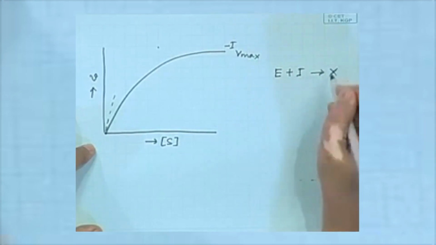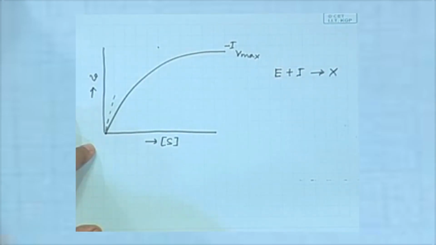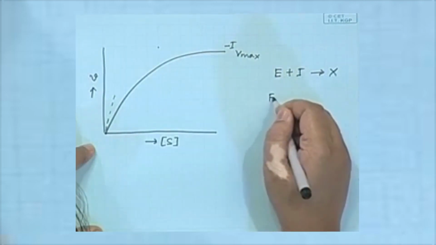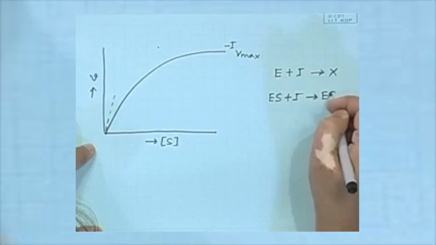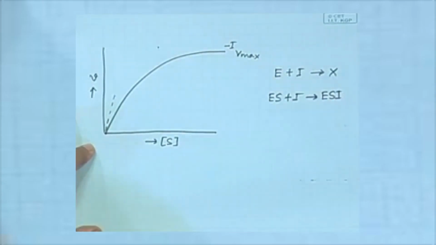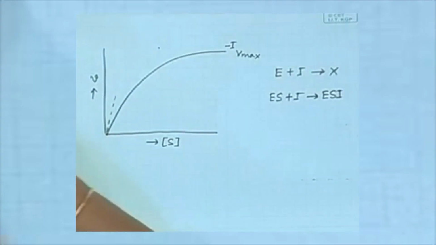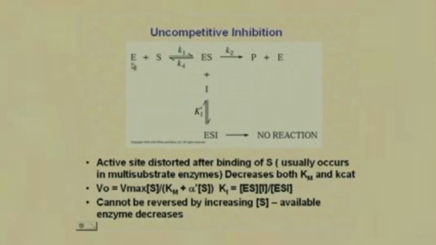this does not take place. There is no E plus I here. There is only ES plus I to form ESI. Right? Let's go back here. E plus I does not happen here. That happens for non-competitive inhibition. When we have ES here, ES plus I will give you the ternary complex ESI, and there is no reaction.